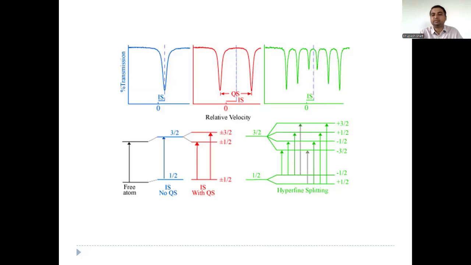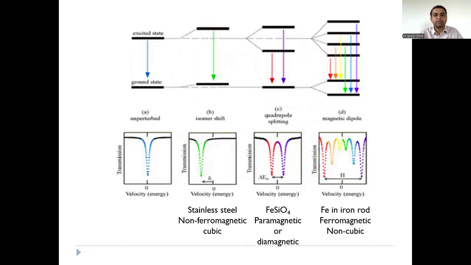If 57Fe is present, or 119Sn is present, by studying those two, 57Fe or 119Sn, we can know about the environment of the whole material. Okay. So again, the same thing, 57Fe, if it is present in stainless steel, which is a non-ferromagnetic cubic environment, we will be having a negative isomer shift value, okay, and only one signal.